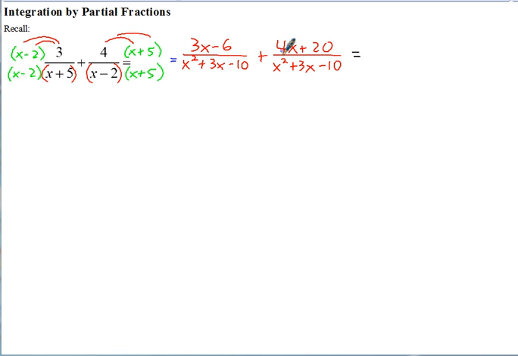3x plus 4x is 7x. Negative 6 plus 20 is positive 14. Divided by x squared plus 3x minus 10. So with integration by partial fractions, we're going to be, in a sense, reversing this process. We're going to start out with an expression like this that we're trying to integrate, and then we're going to try to work back to what these original two fractions would have been.